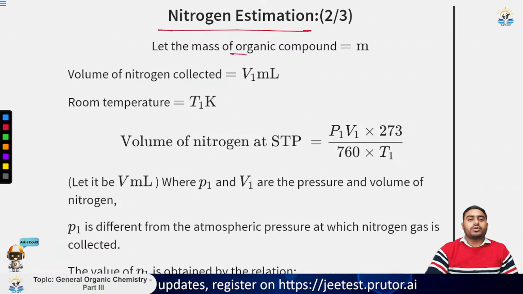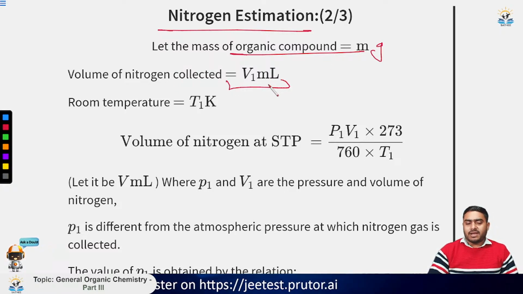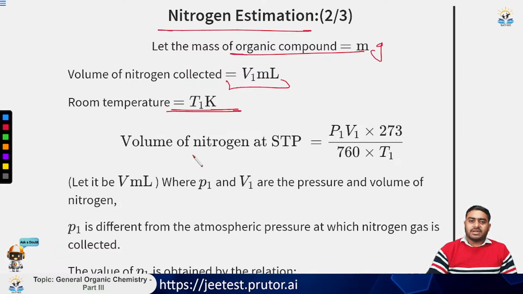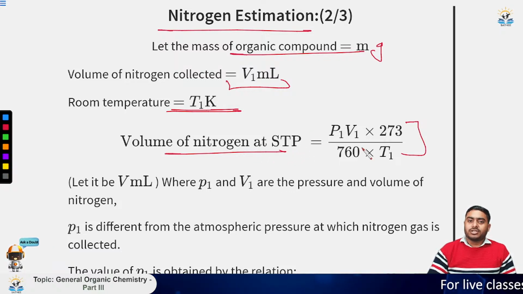Suppose the mass of the organic compound is m gram. The volume of nitrogen collected is V1 ml, let's suppose. Room temperature is T1 Kelvin. Volume of nitrogen at STP is P1 V1 into 273 divided by 760 into T1, right? STP is standard temperature and pressure: this is the standard pressure, this is the standard temperature.